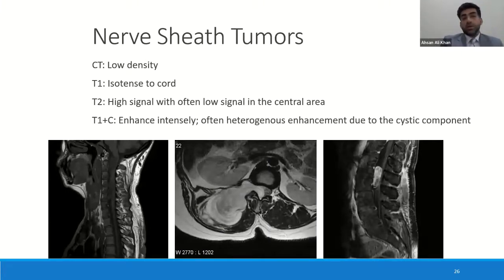Nerve sheath tumors, again, include the schwannomas and the neurofibromas. This is a T1 image here. They are iso-intense to the cord, right? This was the case of a neurofibroma. You can see the multiple neurofibromas associated with NF1. On T2, they have high signal, and then they enhance intensely, but the enhancement is heterogeneous. And here in this one, the heterogeneous enhancement is due to the cystic component.